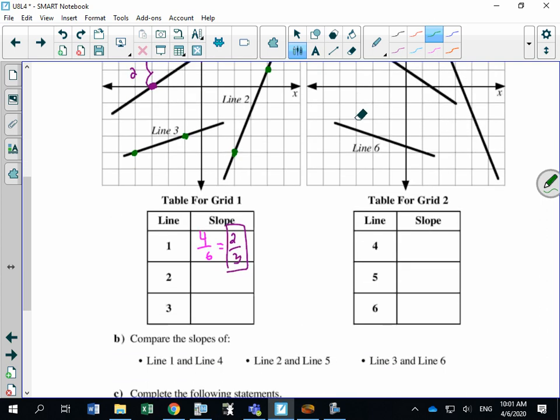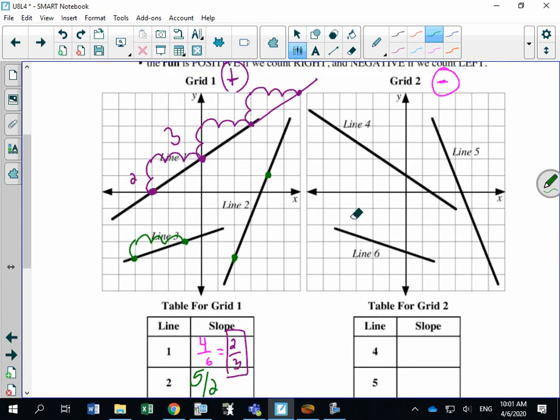Okay, line 2, if you did it correctly, you should have gotten a slope of 5 over 2. And line 3, if you did it correctly, would have a slope of 1 over 3. Rise of 1, run of 3. I will do one example here, and then I'll get you to pause it and do the other examples. So again, we need to find good points.